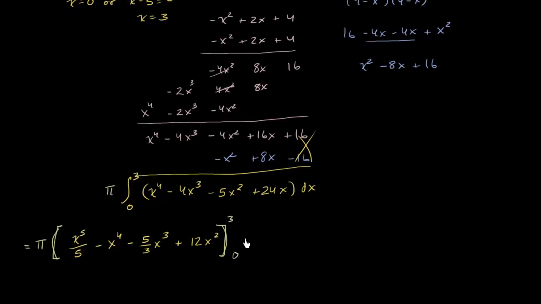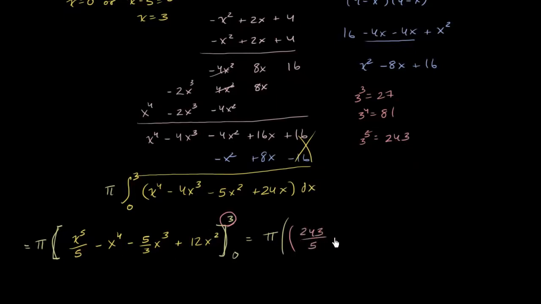So this is going to be equal to pi times, let's evaluate all this business at 3. So we're going to get 3 to the 5th power. So let's see, 3 to the third is equal to 27. 3 to the fourth is equal to 81. 3 to the fifth is going to be equal to, this times 3, 243. So it's going to be 243.